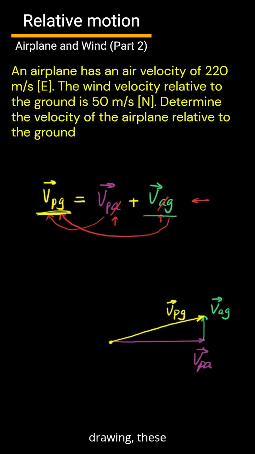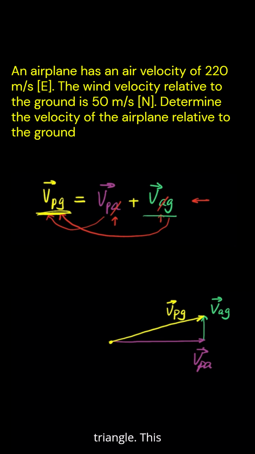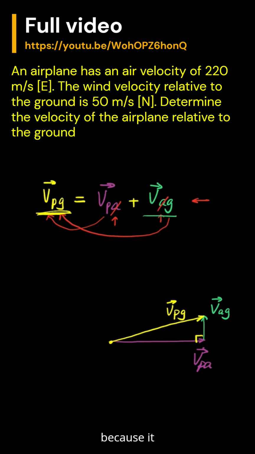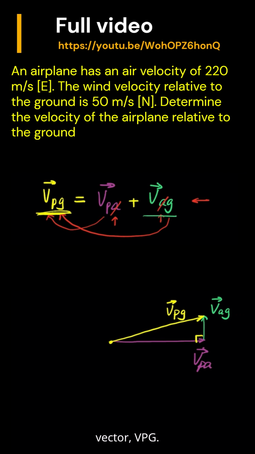As you can see from our drawing, these vectors form a right-angled triangle. This is perfect because it allows us to use the Pythagorean theorem to find the magnitude of this final vector, VPG.